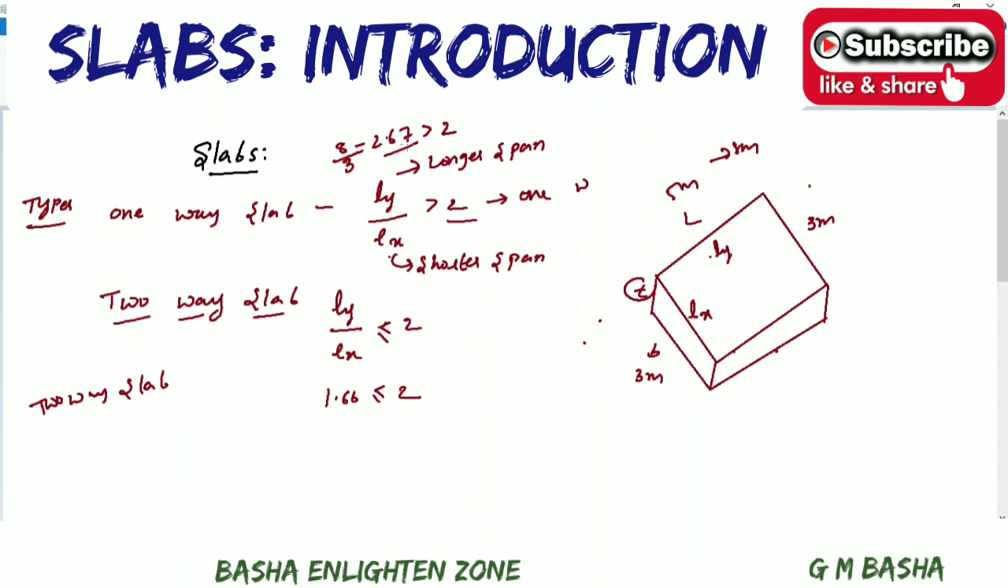One more short discussion: a square slab. If the ratio Ly by Lx equals 1, we already know that for a square, both length and breadth are equal. At that time you get the ratio of 1, which acts as a one-way slab only. So the ratio of the square slab will be Ly by Lx.